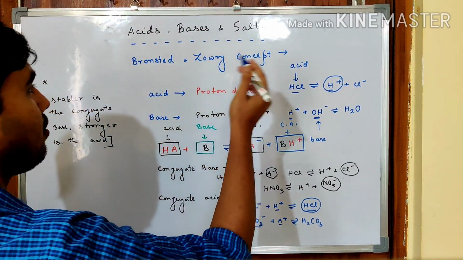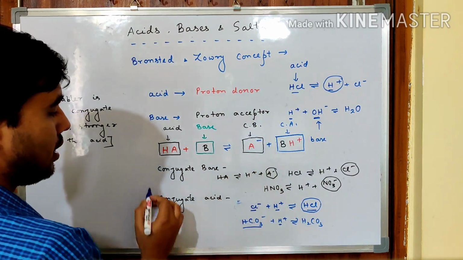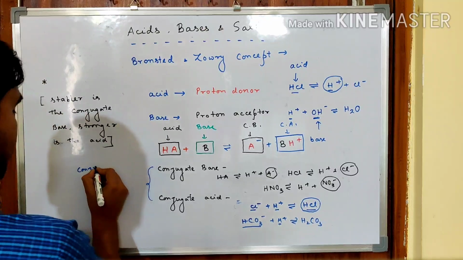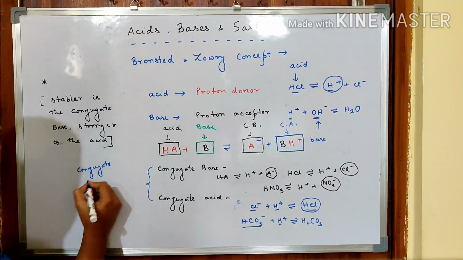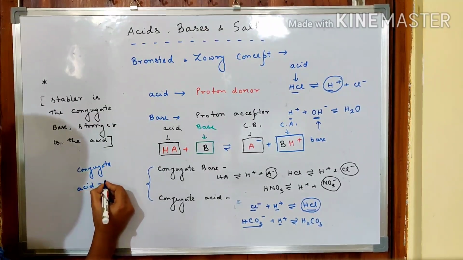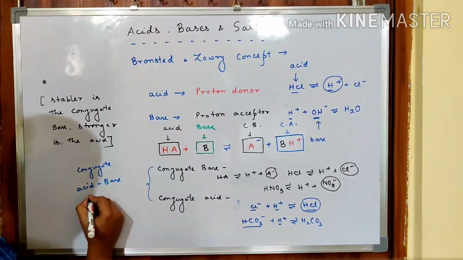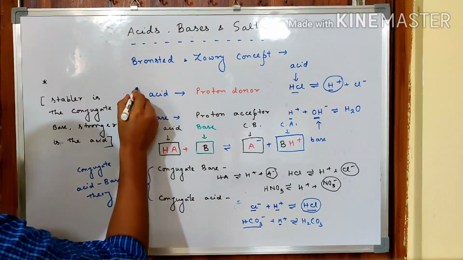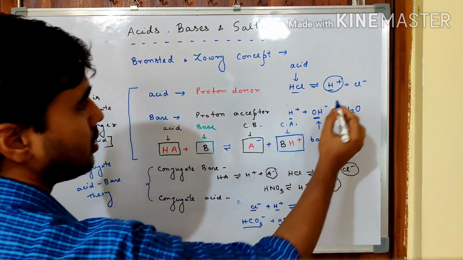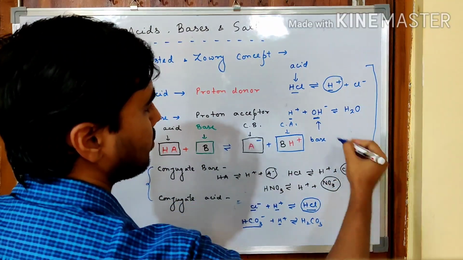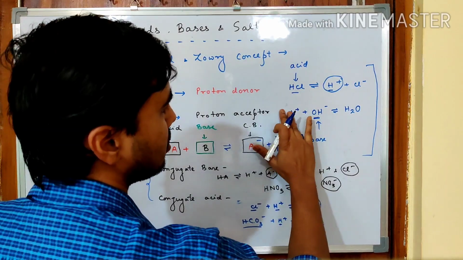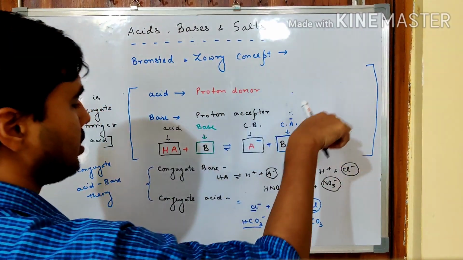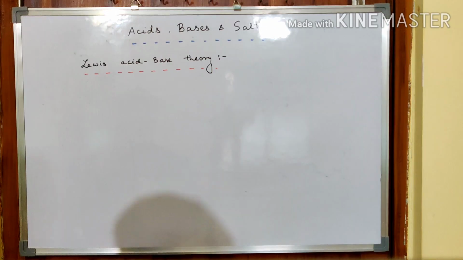So Bronsted-Lowry concept is also remembered as conjugate acid-base theory. So better you remember this part, it should be alright. Means forget about this, just remember this part. This will be the total story.